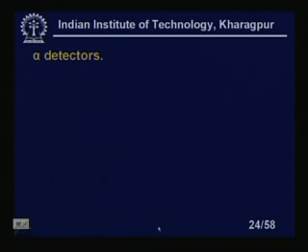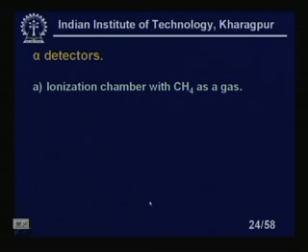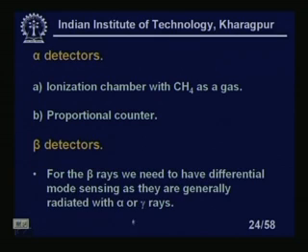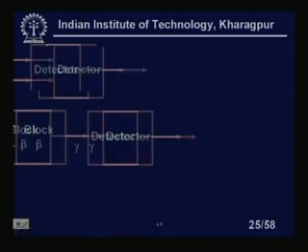Alpha detectors. What are those alpha detectors? Ionization chambers with CH4 as the gas, and proportional counters. Beta detectors: for beta rays we need to have differential mode sensing, as they are generally radiated together with alpha and or gamma rays.